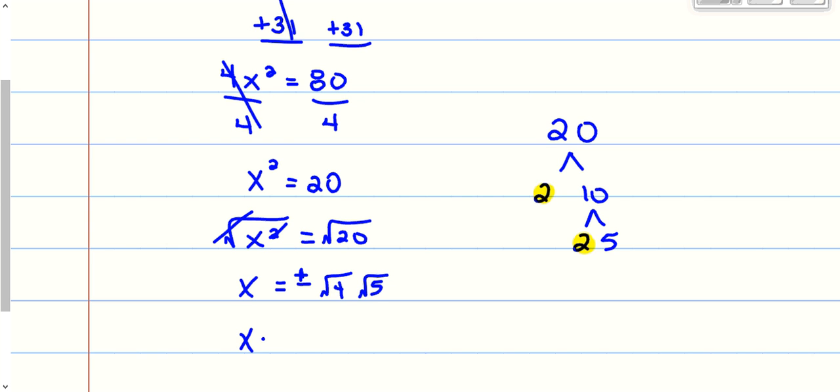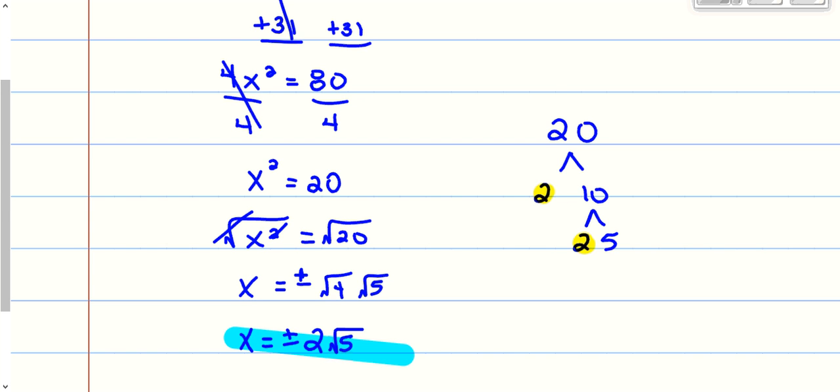Now I have x equals plus or minus. Go ahead and take the square root of 4, which is going to be 2. I cannot take the square root of 5, so there's my answer. Now, you cannot put a decimal as your answer on these. If you put a decimal as your answer, it's going to be totally wrong. So please make sure that you break this down and do not put a decimal as your answer.